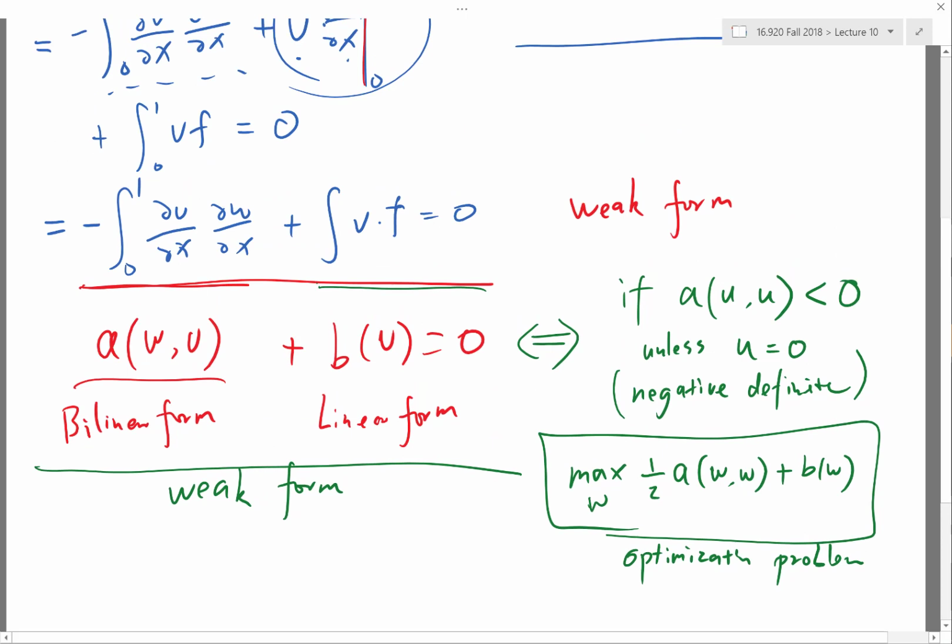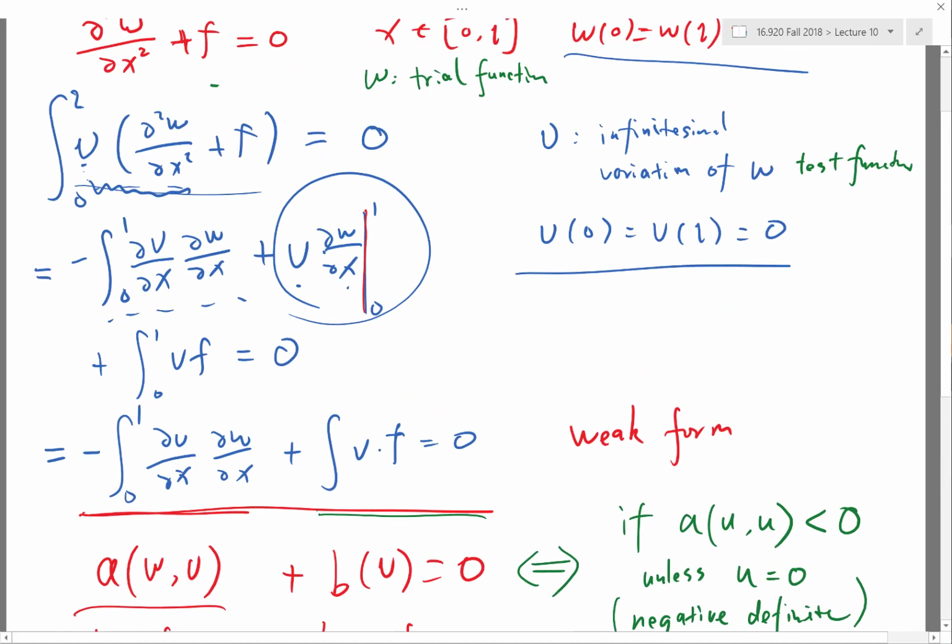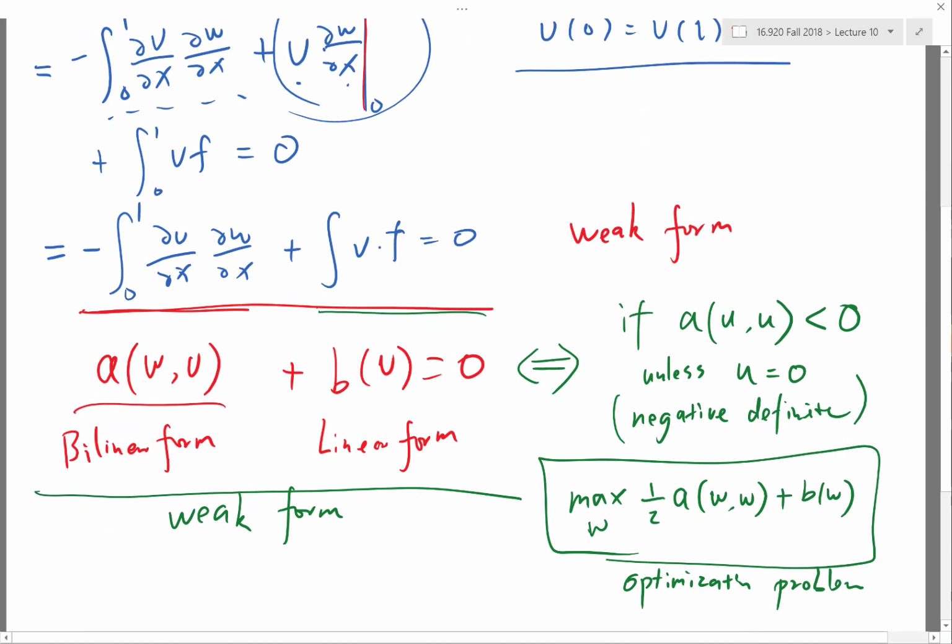Okay, any questions in this process? So basically, we multiplied the differential equation with the test function v, and we did integration by parts, and the equation just falls into two parts. One part that involves the solution becomes the bilinear form. The other that doesn't involve the solution became the linear form, only a function of the test function. So basically, we get the weak form.